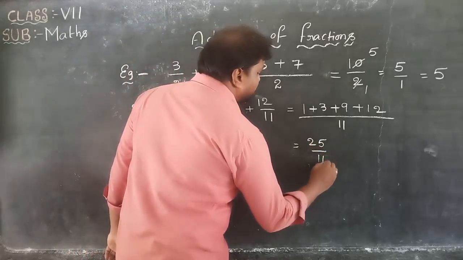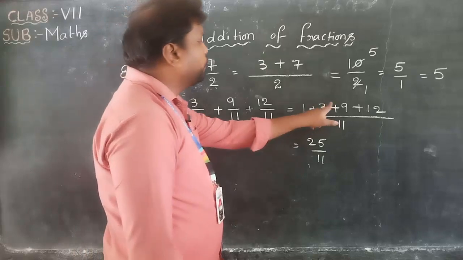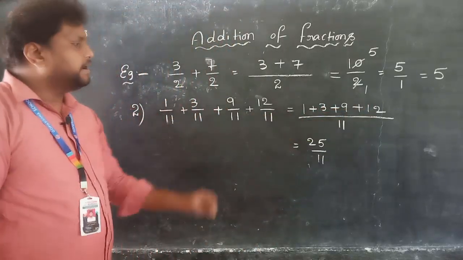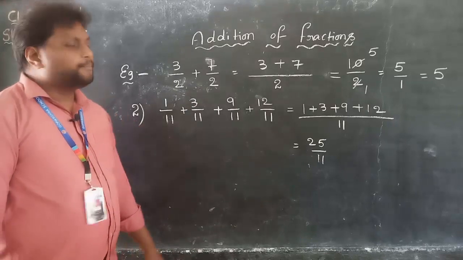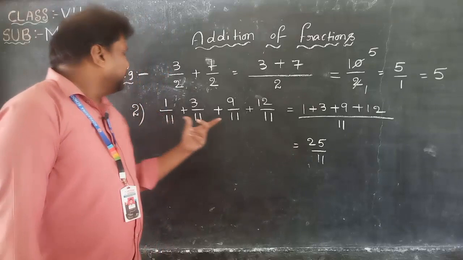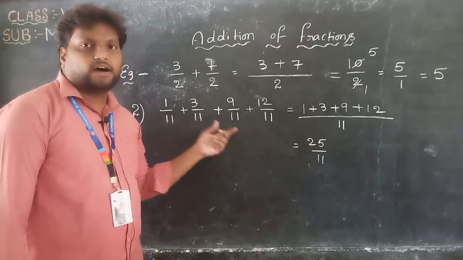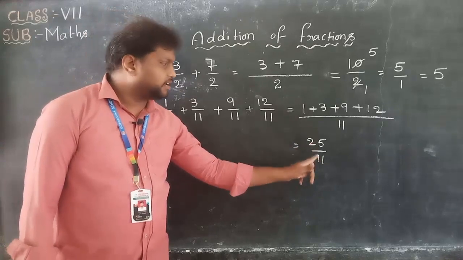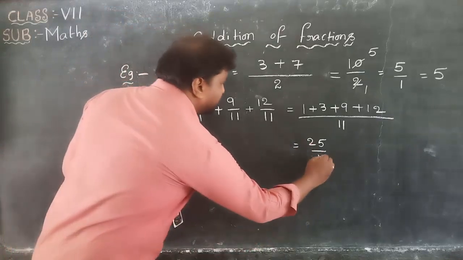25 by 11. See here, 1 plus 3 is 4, 4 plus 9 is 13, 13 plus 12 is 25. 25 by 11 is the resultant value. Here we had 4 fractions, and after adding these 4 fractions, we are getting a simple fraction, meaning the resultant fraction.